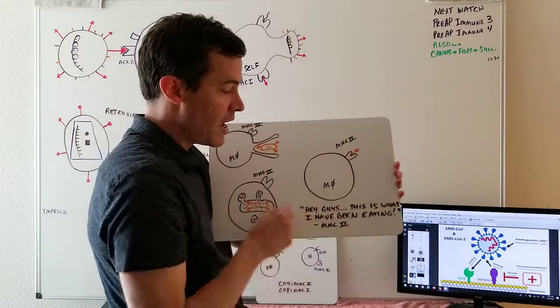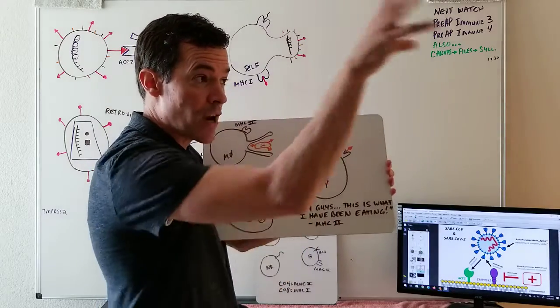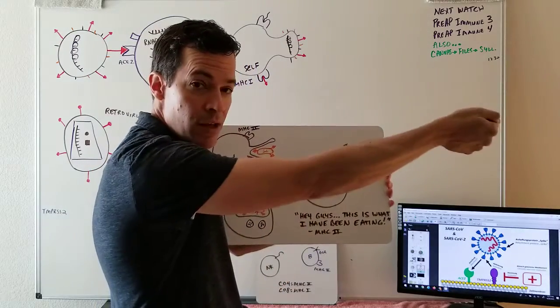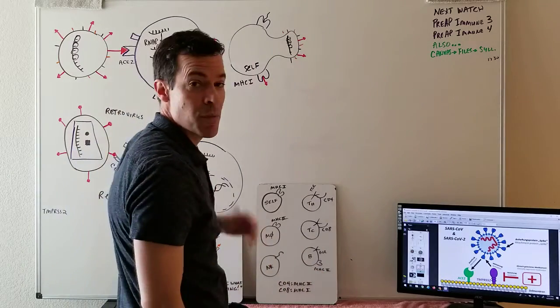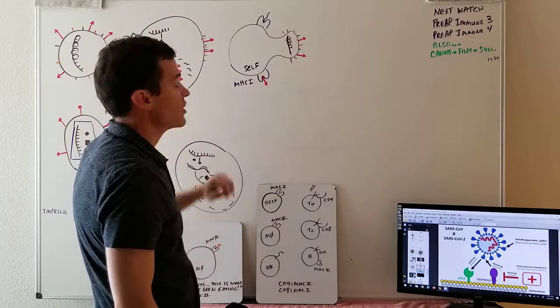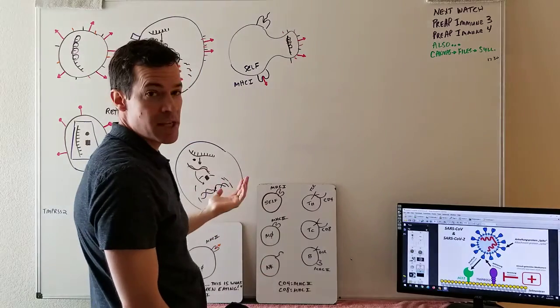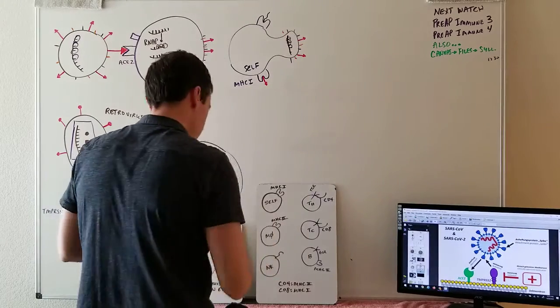MHC2 is, hey guys, here's what I've been eating. Yes, this is a bad guy, but it's my job to grab a bad guy, eat him, and then show you a piece of it. My self cells are not in the business of eating bad guys. My self cells, when they are displaying something on their MHC1, are saying, hey, I'm invaded, you should probably kill me. And so who is it that can talk to MHC1s?